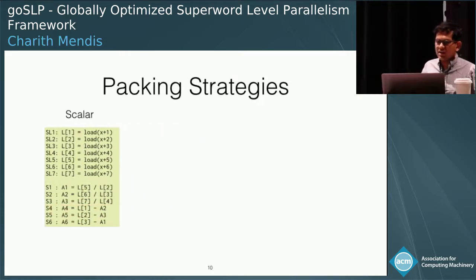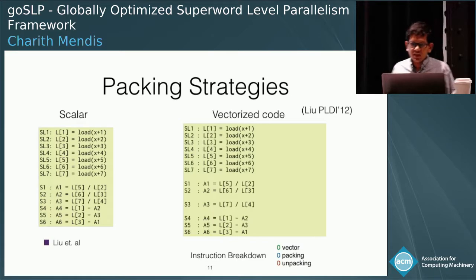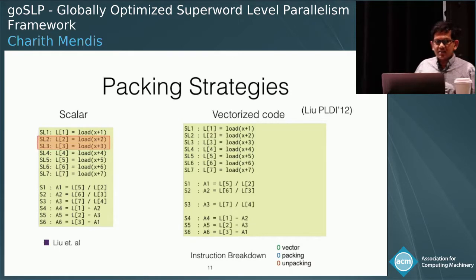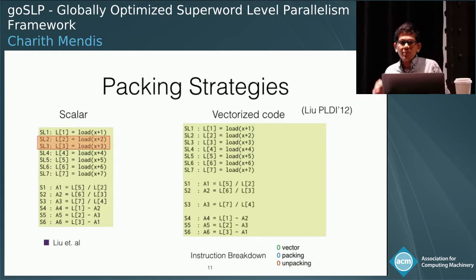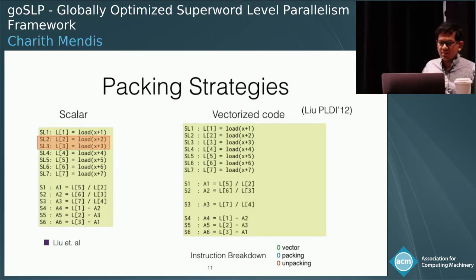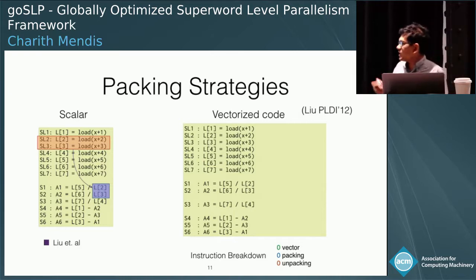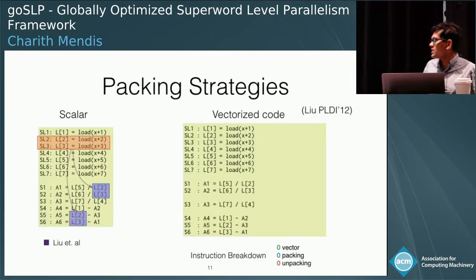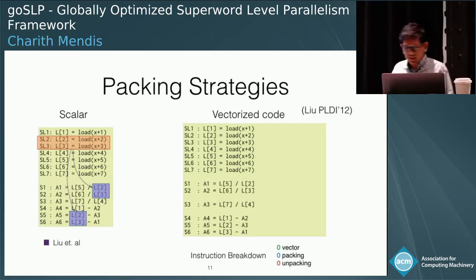First, let's look at a greedy algorithm that was suggested by Liu in their PLDI 2012 paper. They prioritize vectorizing statements that can be used by multiple other vector statements. For instance, this particular load pair L2 and L3, which is vectorizable because it's adjacent in memory, can be used in a statement pack that consists of statements S1 and S2, as well as a statement pack that consists of S5 and S6.